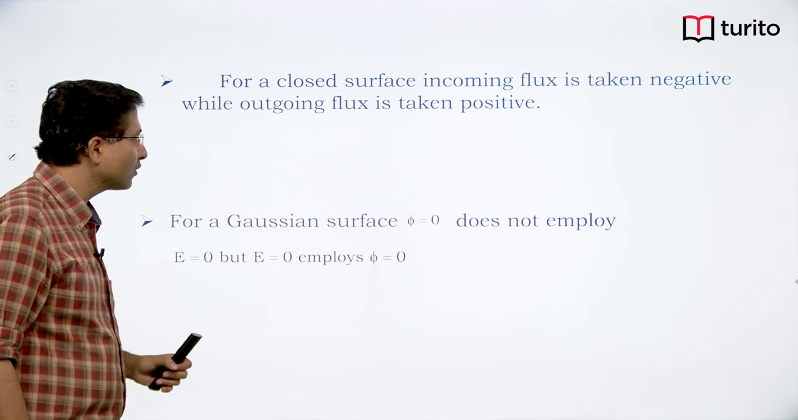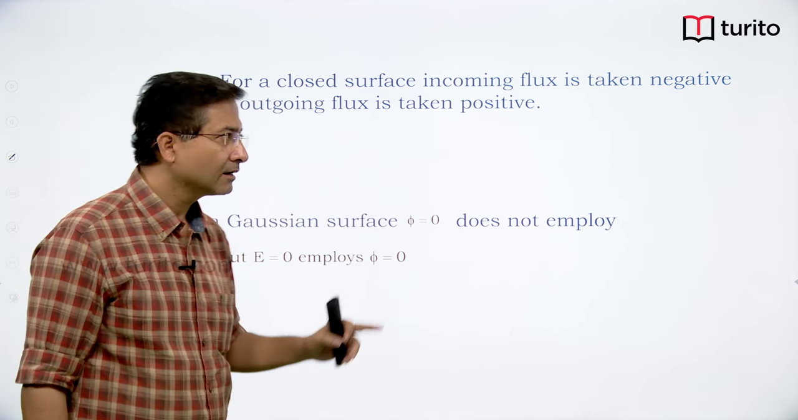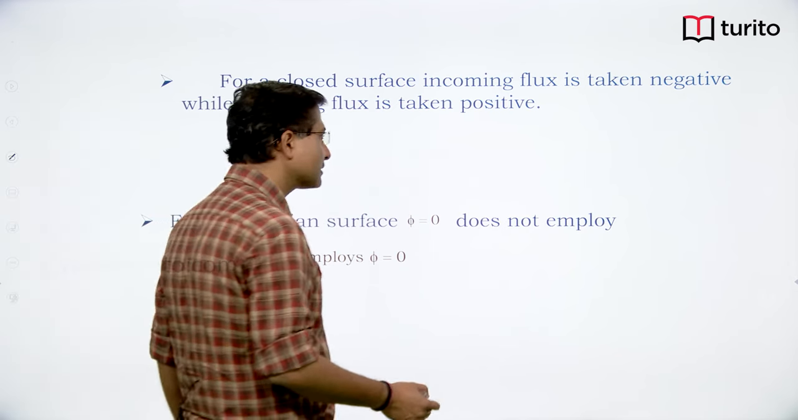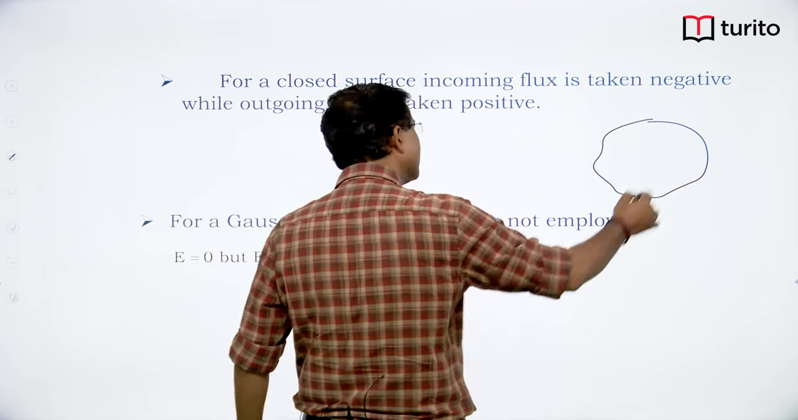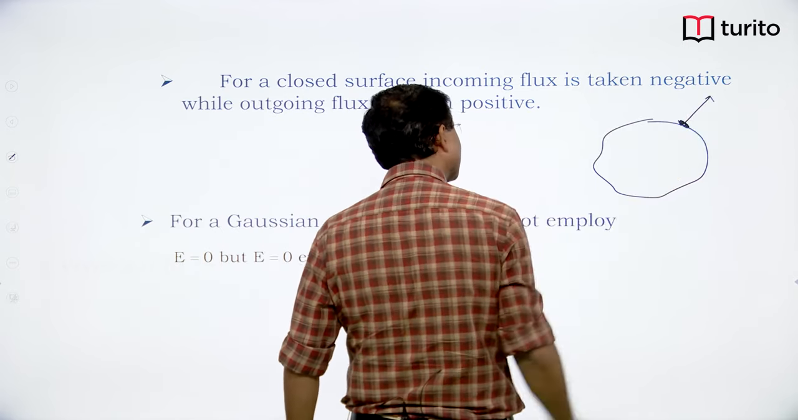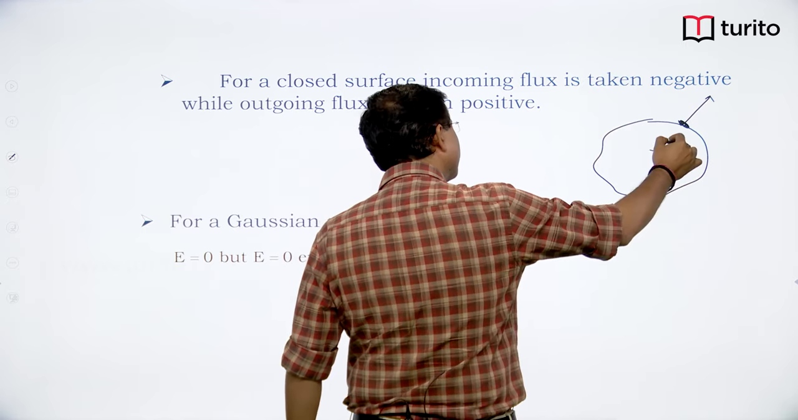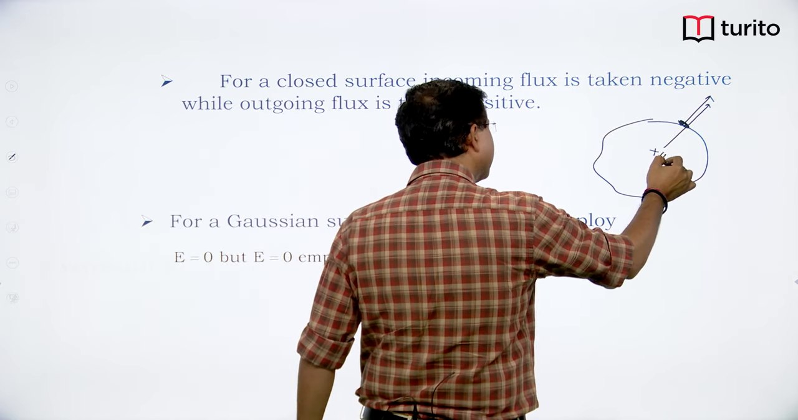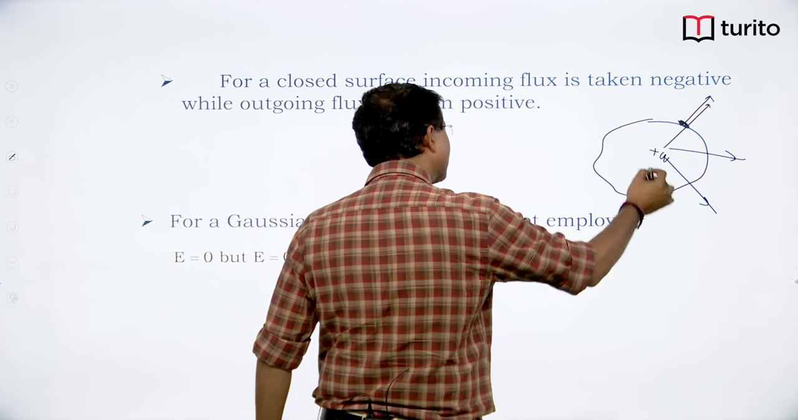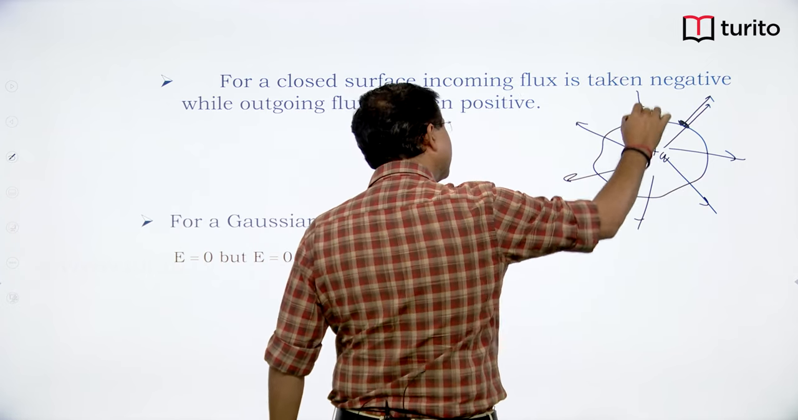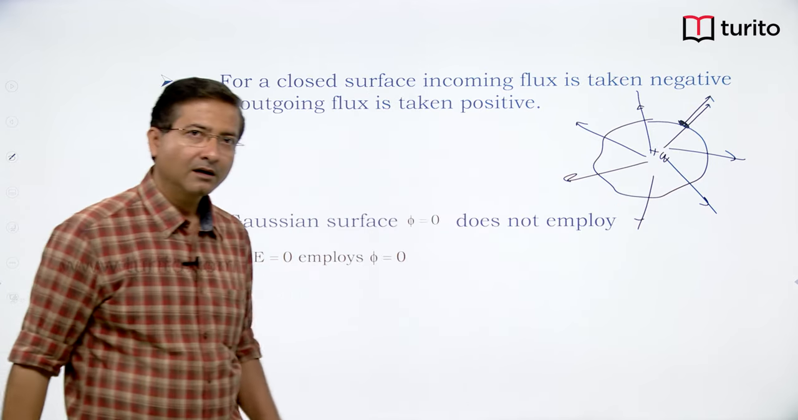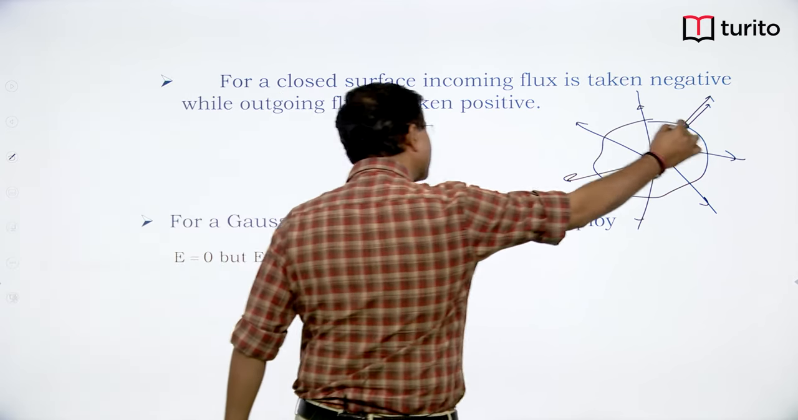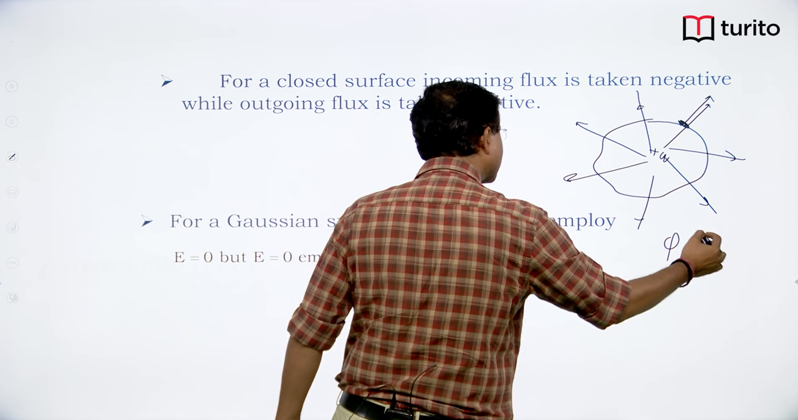Let us see the remaining point. For a closed surface, incoming flux is taken negative while outgoing flux is taken positive. We have already discussed this point, because for any closed surface, you are defining the area vector in the outward direction. So, if I place some charge here and the field lines will be like this, then for any positive charge I keep, the field lines will be like this, and you can see that flux is going out. At every point, the area vector is making less than 90 degrees with the field vector, and the total flux associated will come positive in this case.